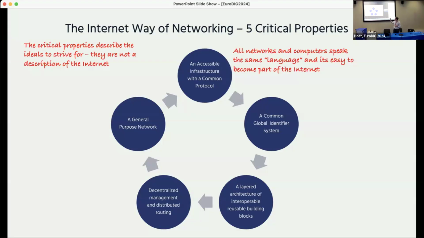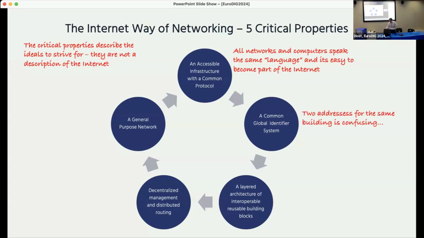But to recap the basic idea behind these critical properties. When we talk about an accessible infrastructure with a common protocol, we're basically saying that all networks and computers speak the same language, and it's easy to become part of the internet. If you have that critical property, then you're on a good way of having the internet way of networking.